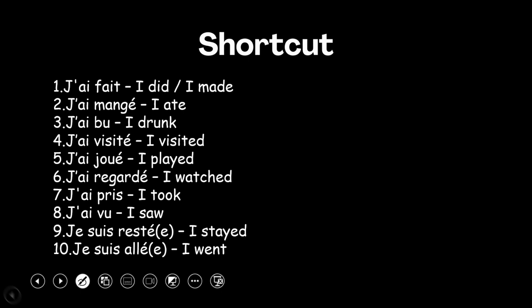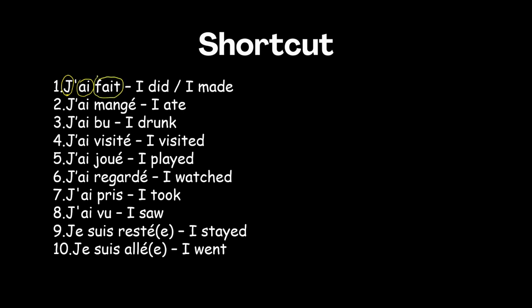Now, it's useful to know those rules, so that means that you can just take any verb and conjugate it in the past tense. But if you don't want to learn the rules and you want a shortcut, well, this is it here. You don't need to know that this first part here is called the subject, and that's the auxiliary, and that's the past participle. You don't need to know that. You can just memorize this here as a chunk, right? J'ai fait, which means I did or I made.